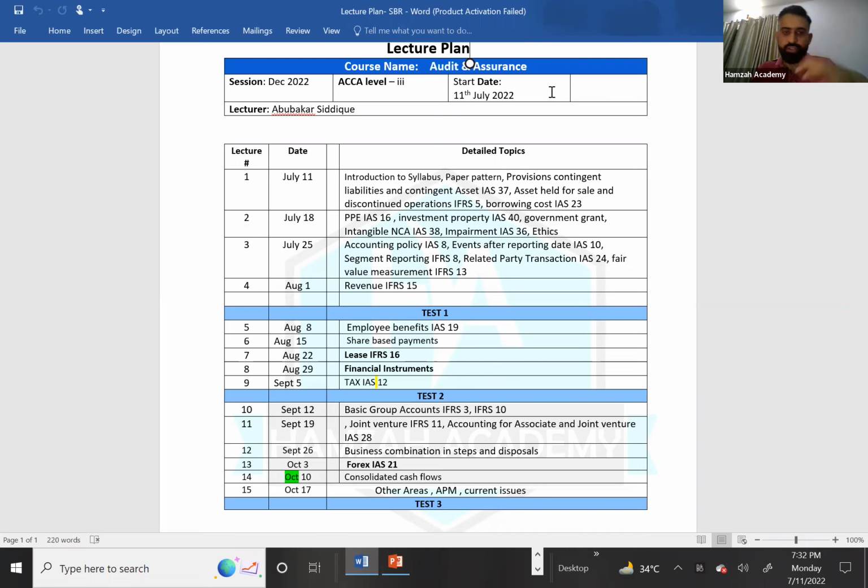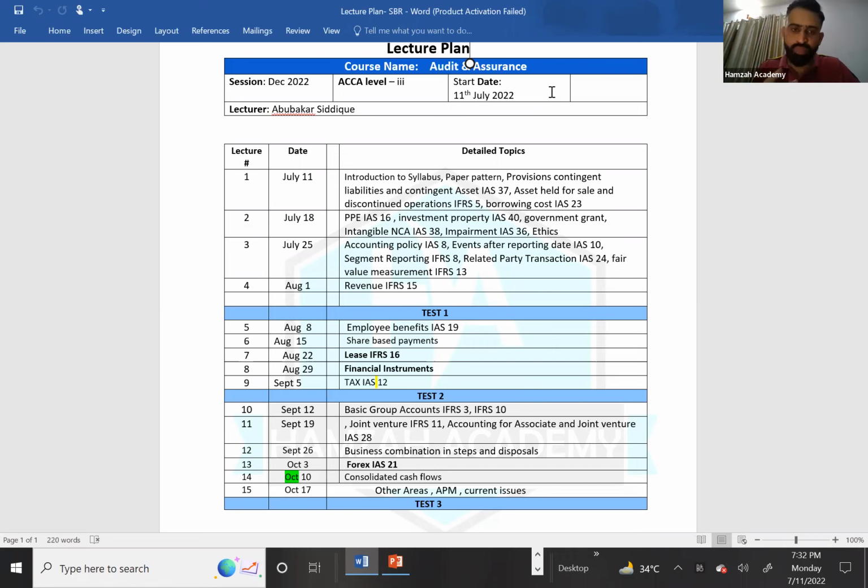So, financial accounting F3 and FR are the basis of this paper which we are going to study, and a lot of things you will study, you will feel that we have already covered at FR level. So the previous knowledge will be very important at this level. If you are good in FR, obviously it is going to help you a lot at SBR level as well.